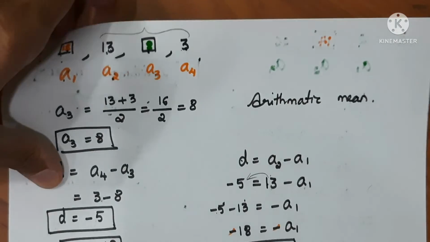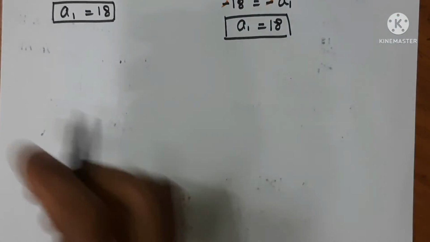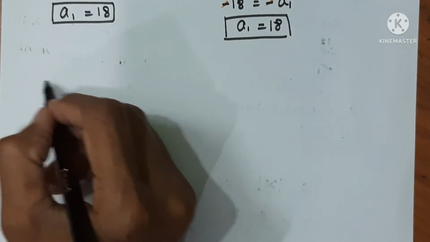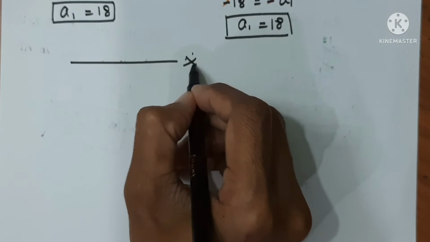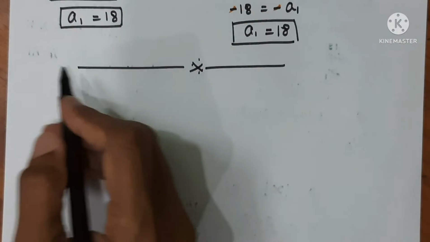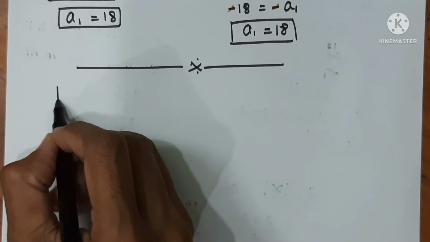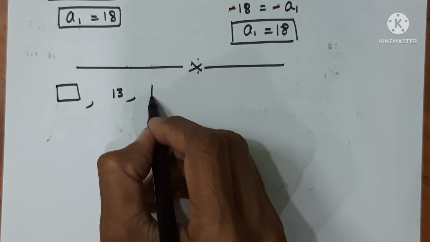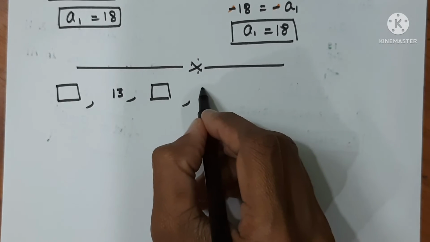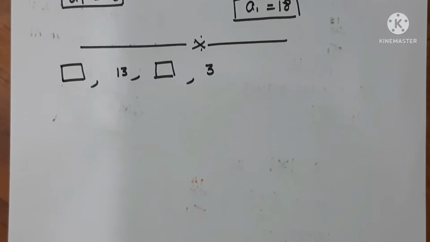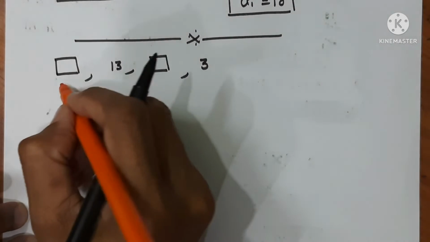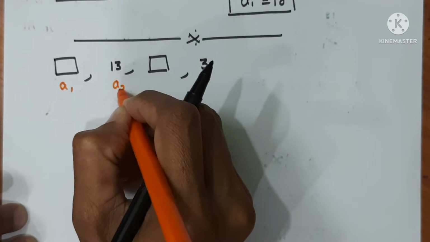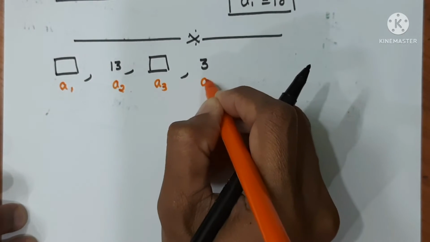In another method also, we can find the answer for this question. Let us write the question. This is the first method. Now let us take the same question and solve it in the second method. First is a box, then the second term is 13, the third term is a box, and the fourth term is 3. Now here the first term is not given. This is the second term, this is the third term, this is the fourth term.